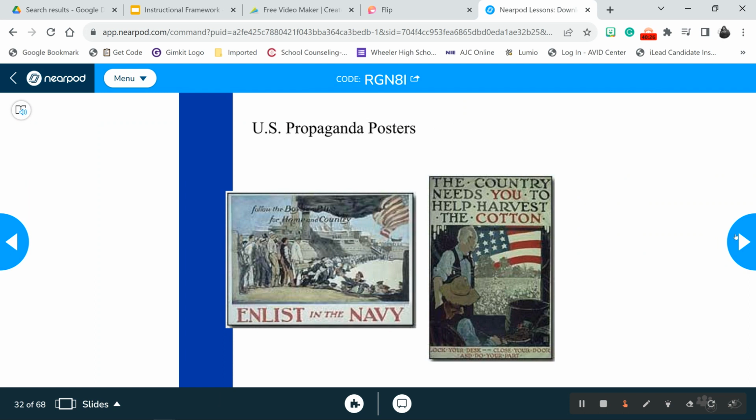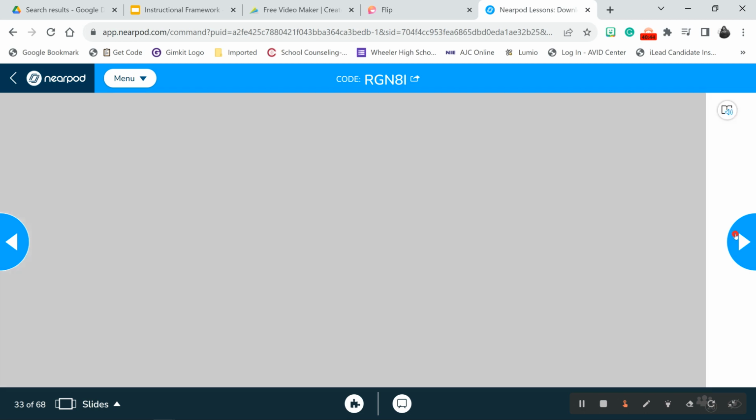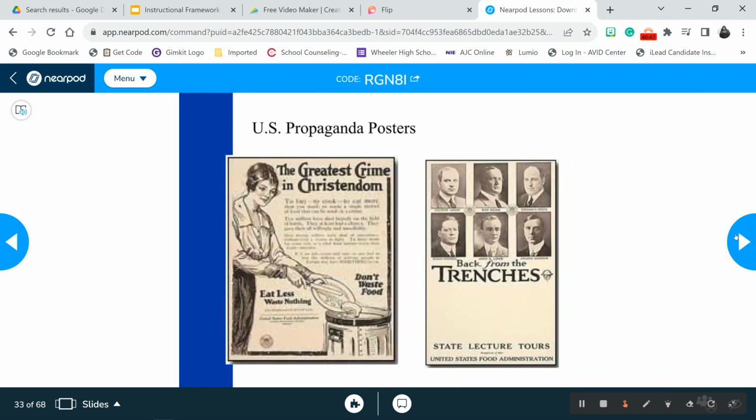The country needs you to help harvest cotton. What do we use cotton for, for example? Clothing. You can use it to clean your face, also for cleaning wounds, right? Cotton has a lot of different uses. We need that if you fight in a war. Think about it, right? Do you need metal? Do you need people? So these are all things you're trying to mobilize. Okay. Again, these are all primary documents coming straight from that time period.